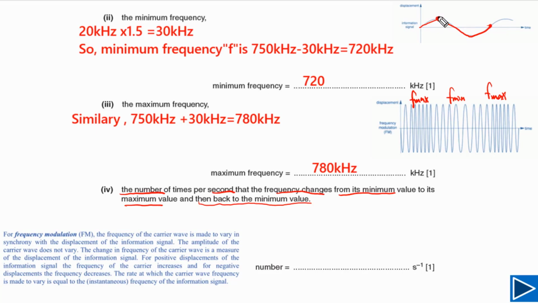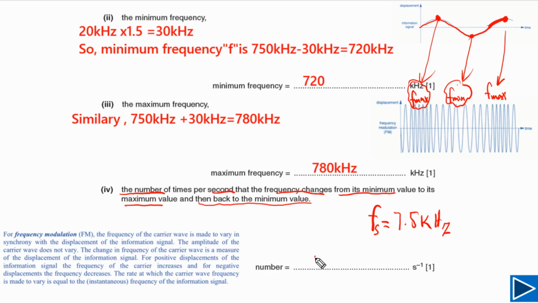If you look at this one, when amplitude is positive, frequency will be maximum, and when amplitude is negative, frequency will be minimum. You can compare here. And then again, when amplitude is positive, frequency will be maximum. So it simply means that the rate of change of frequency simply depends on frequency of signal, and frequency of signal is already given to us, that is 7.5 kilohertz. So our final answer is 7500 per second.